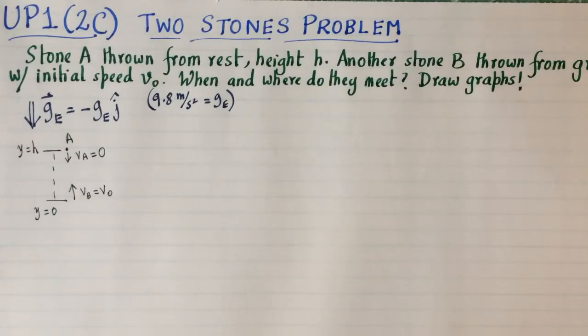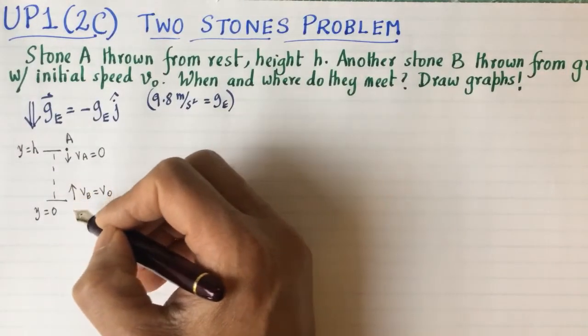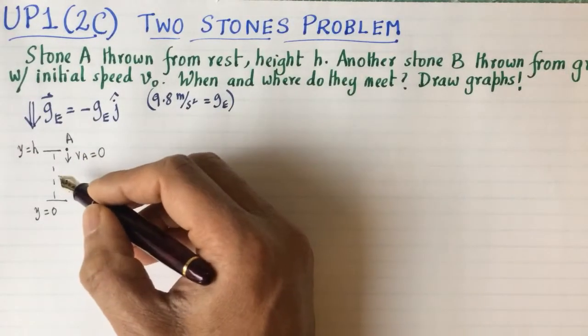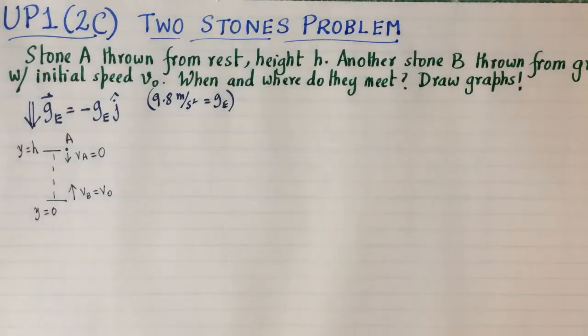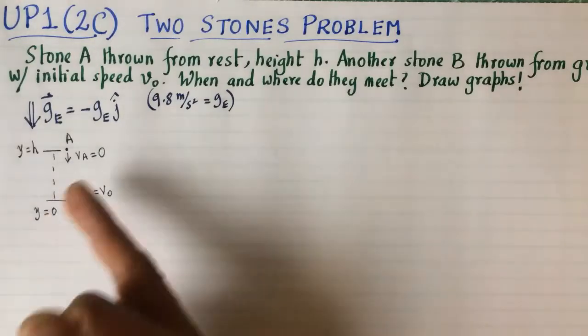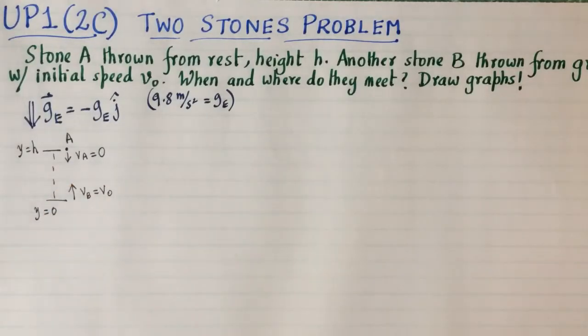Now there are two possibilities. They can either meet on the way up, or this can go up and then they can meet on the way down. We don't know which is the one that's going to happen. We'll derive conditions for the possibilities. But the mathematics will do all the thinking for us. So let's proceed to write the equations.